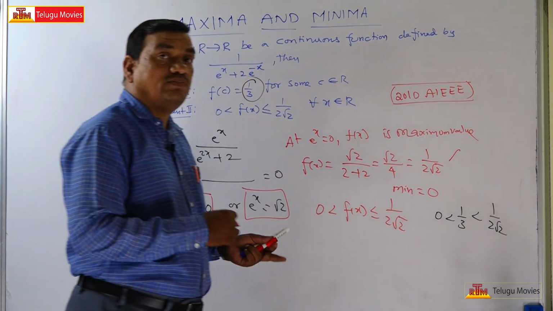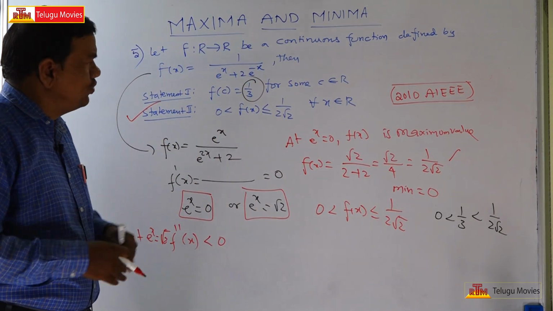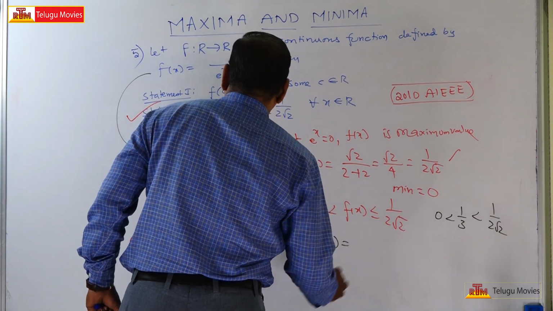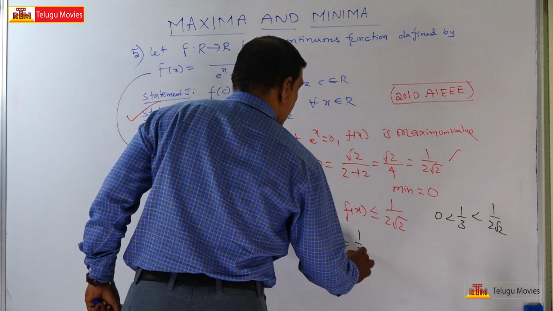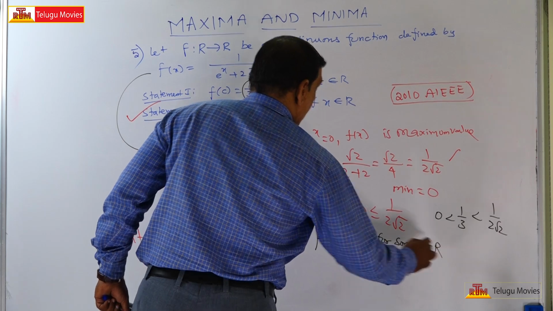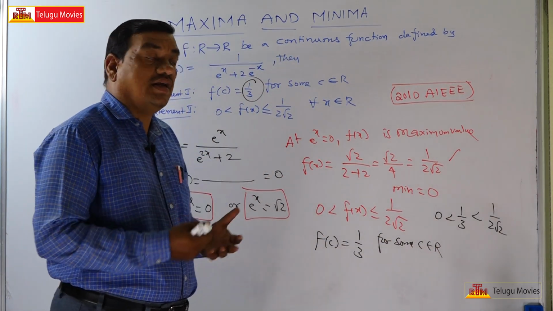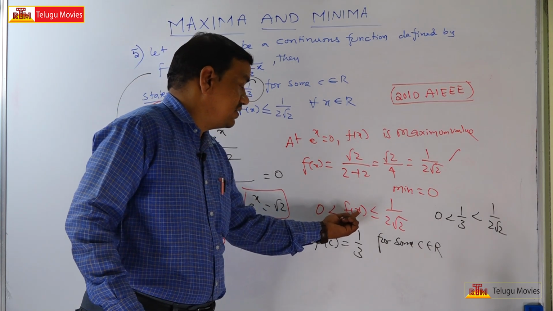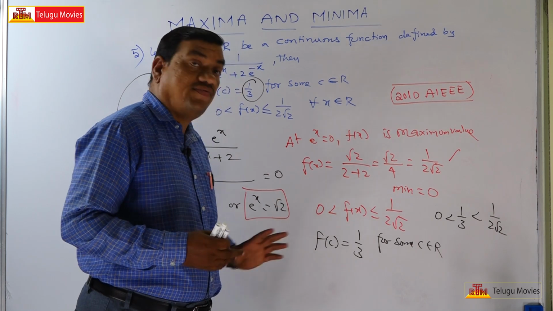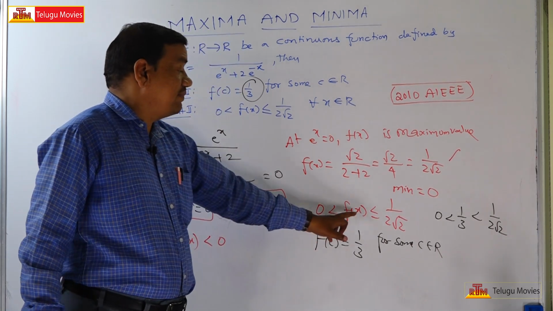1 by 3 value lies between 0 and 1 by 2 root 2. Therefore, definitely f of c is equal to 1 by 3 for some c belongs to R. If you take any number, c, as the x value, definitely you will get 1 by 3 as the image.